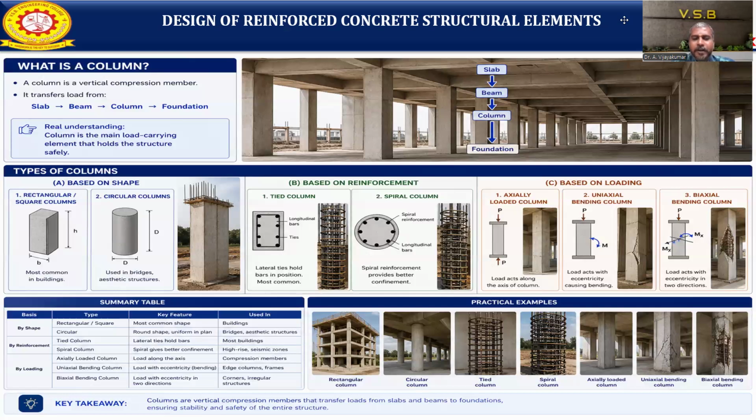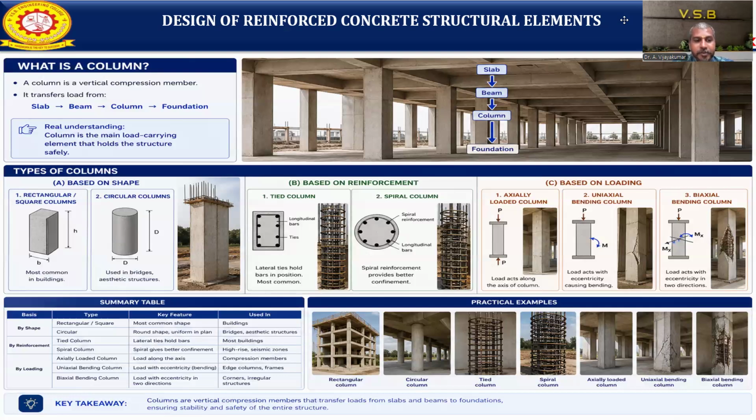Normally, this is the common type of shape we can use for buildings. It will be used in the building systems. If you're using a circular column, it will be a round shape, uniform in the plane. So we can use it for aesthetic structures and bridges. We can use it for a circular column.